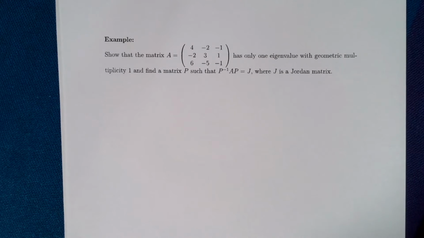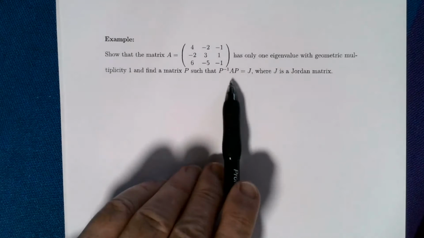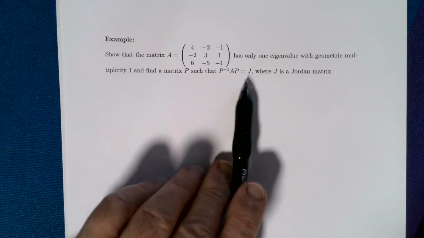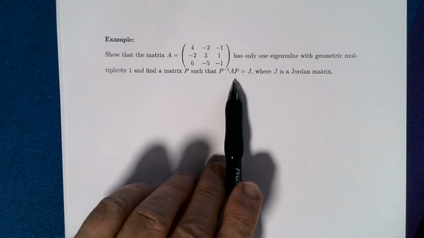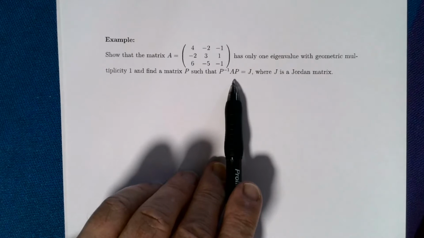In the previous video, we looked at how to take a matrix with the rather strange property that it only has one eigenvalue with geometric multiplicity 1, and showed how we could transform it into what was called the Jordan form by using a P-matrix and building chains. I did one example of that, and I'll do another example now.